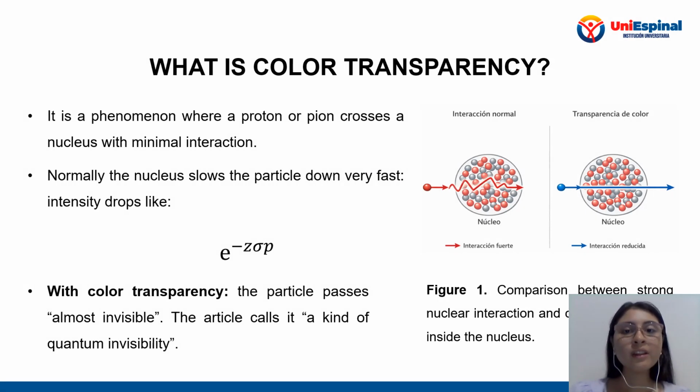First, let's understand what color transparency is. It is a phenomenon where a particle, like a proton, can pass through a nucleus with very little interaction. Normally, the particle loses energy very quickly inside the nucleus. However, in color transparency, it behaves almost as if it were invisible. The article describes this as a form of quantum invisibility.